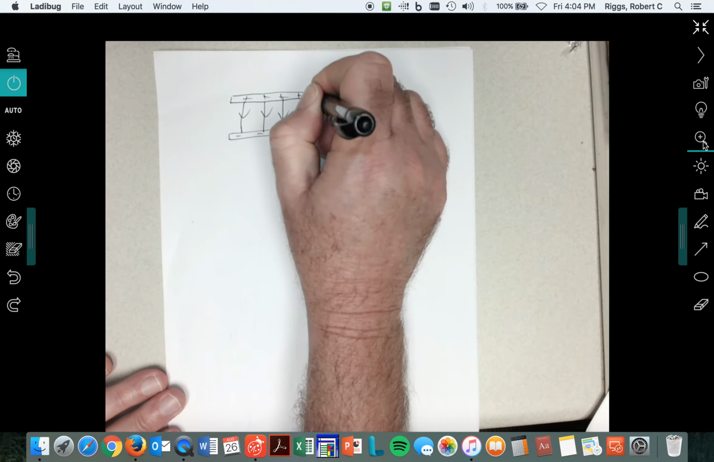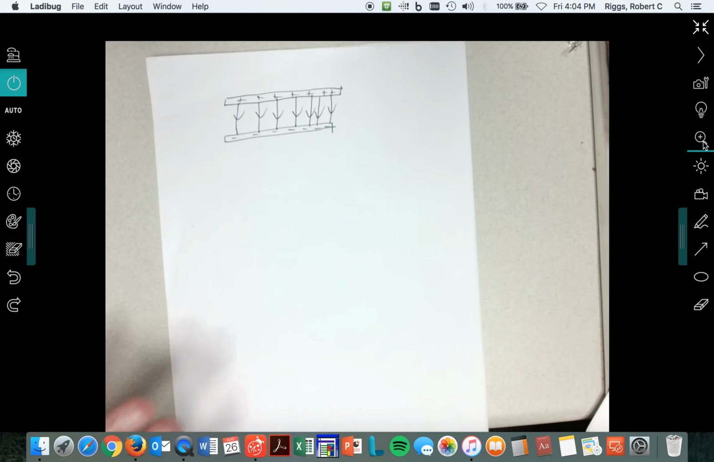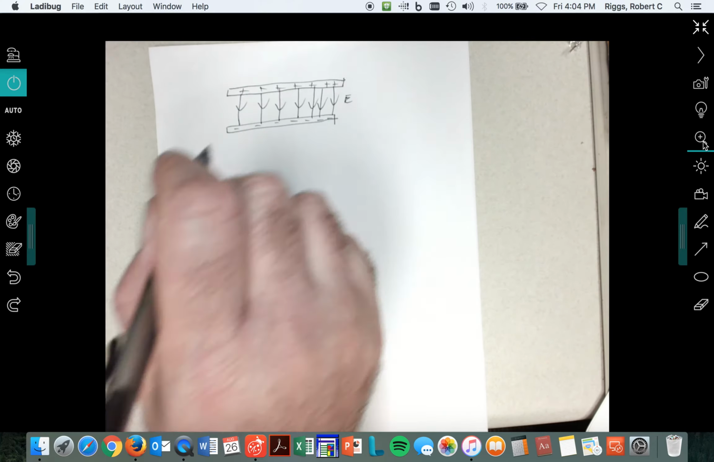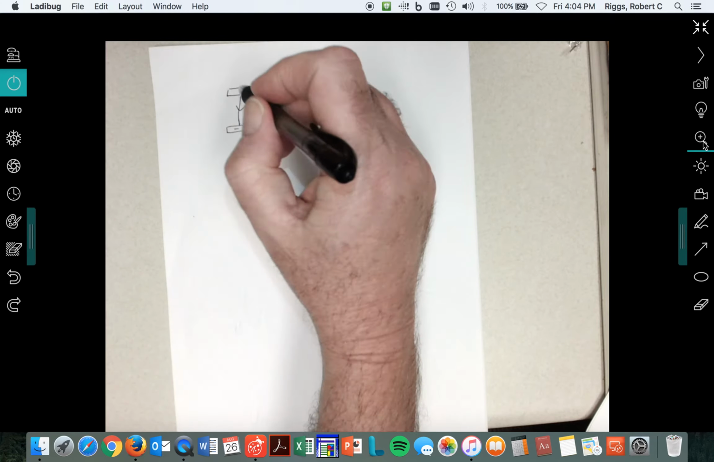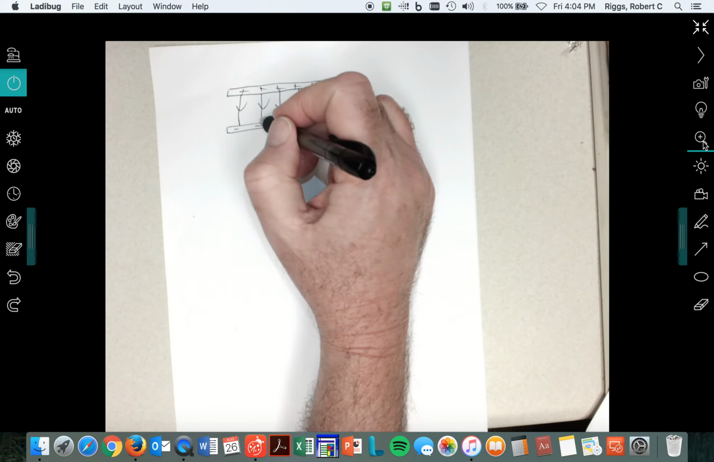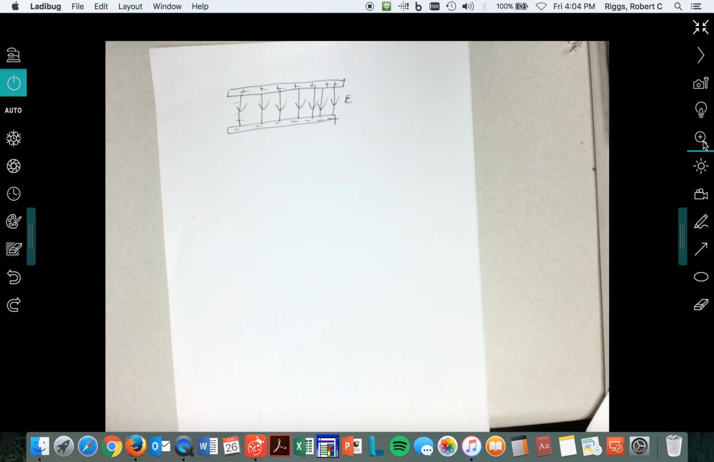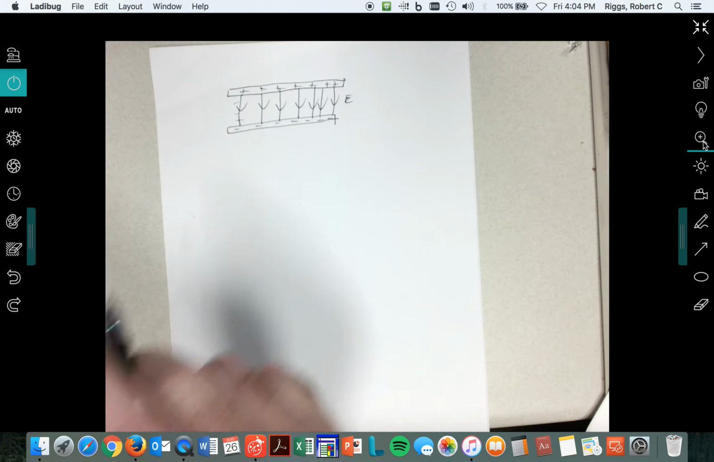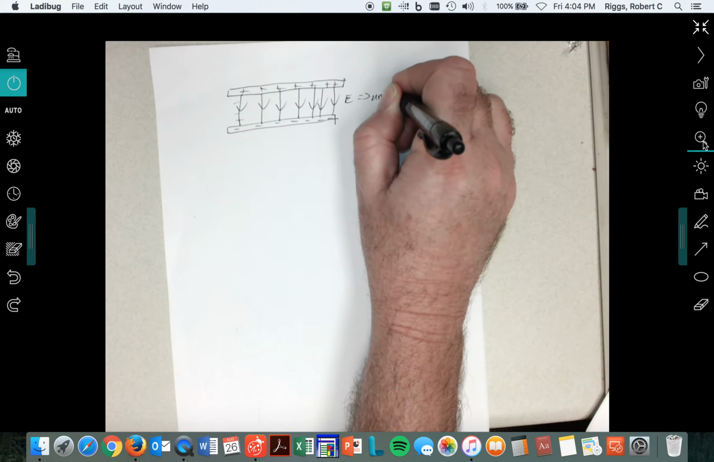Here's our electric field. And we are going to assume, even though you go, wait a minute, E equals kQ over r squared, that these plates are close enough that the E field is the same everywhere in between. It's uniform. So the E field is uniform throughout.